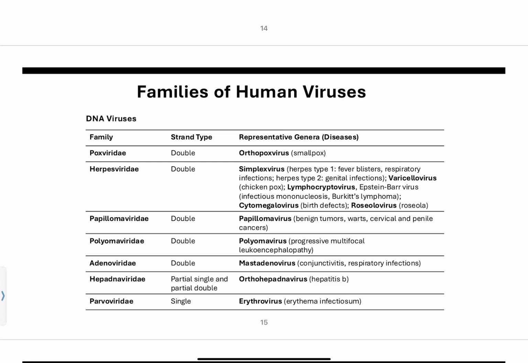Another important DNA virus is the Herpesviridae family. This includes herpes simplex virus 1 and herpes simplex virus 2. These viruses also have a linear double-stranded DNA genome, and they are transmitted through direct contact with mucous membranes or some sort of lesion. HSV-1 typically causes oral lesions, whereas HSV-2 is more commonly associated with genital infections, although there is some overlap.